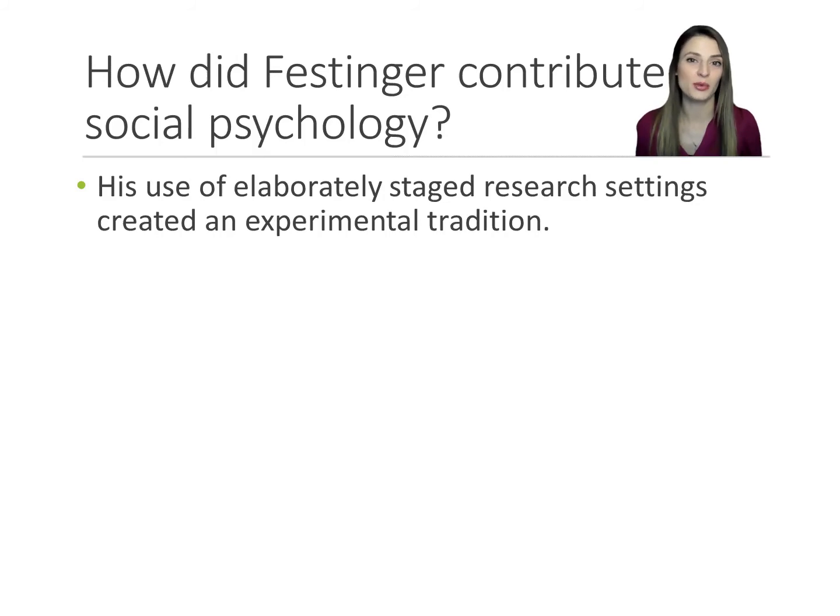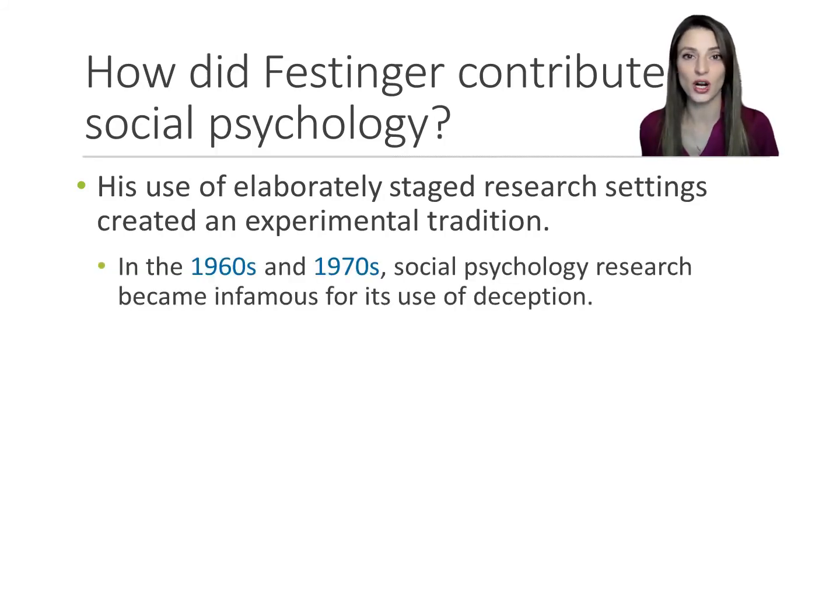Today, we would not be able to replicate Festinger's studies because it would violate some of the ethical principles we've established since the mid-1900s. In 1964, he quit researching because he got tired of listening to his critics bemoan his use of deception. By the 1970s, social psychology and deceptive experiments were closely tied to one another.